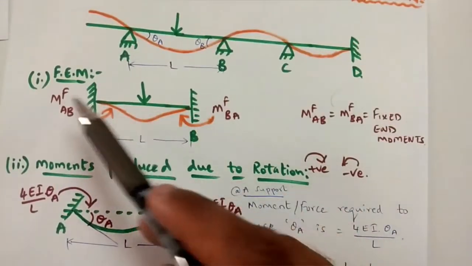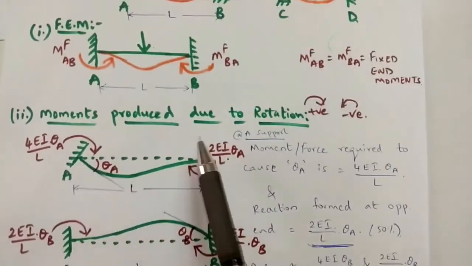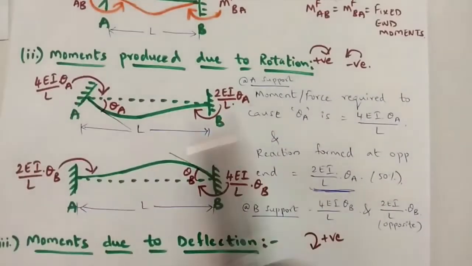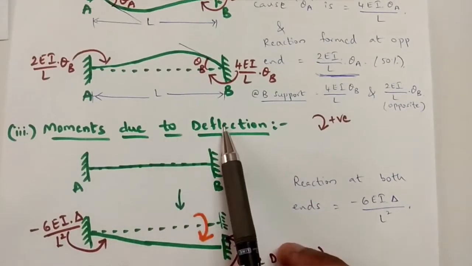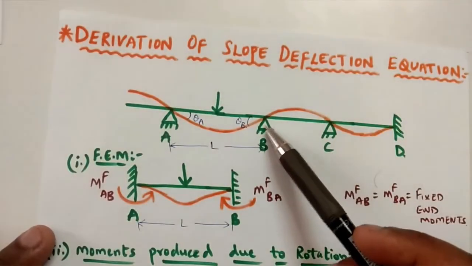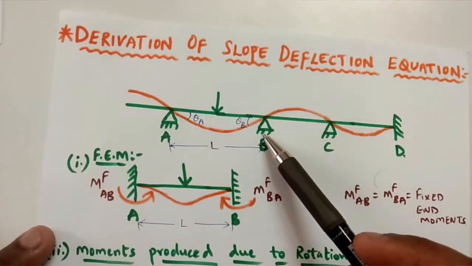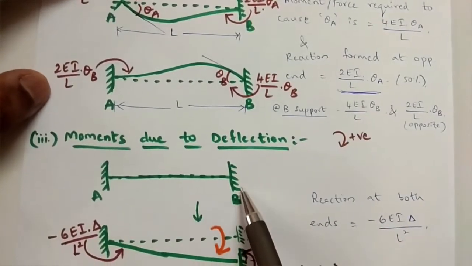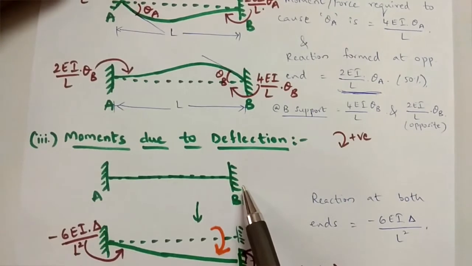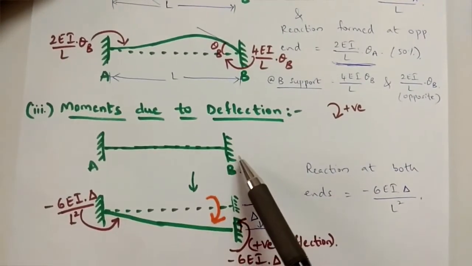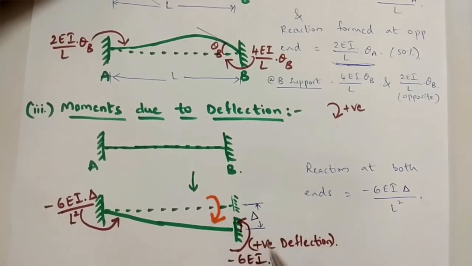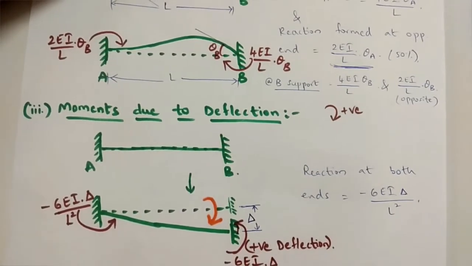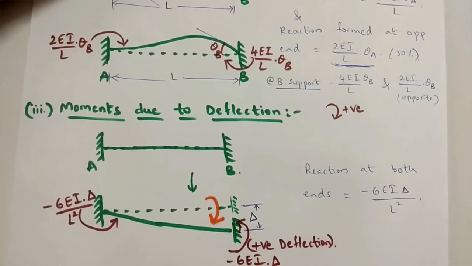So in the first step I have got the fixed end moments, then moments produced due to the rotation. These formulas I have got. Now in the third step, moments due to the deflection. Sometimes there will be sinking of supports, there will be deflection in the support. In such cases, we have to consider the moments produced due to the deflection. So let us say this support B, it is sinking in clockwise direction. Clockwise we will consider positive, anti-clockwise sinking we will consider negative value.